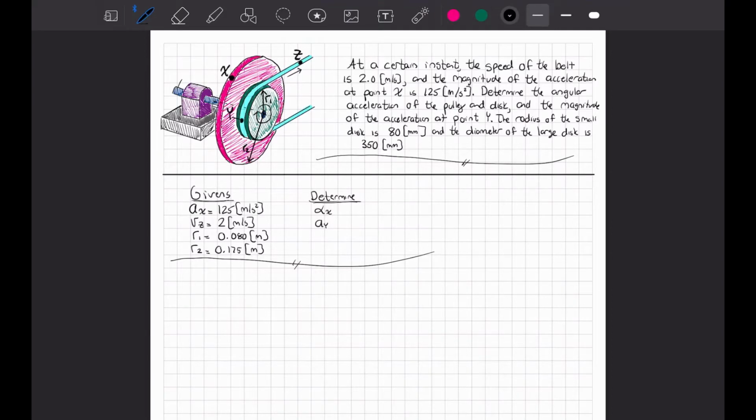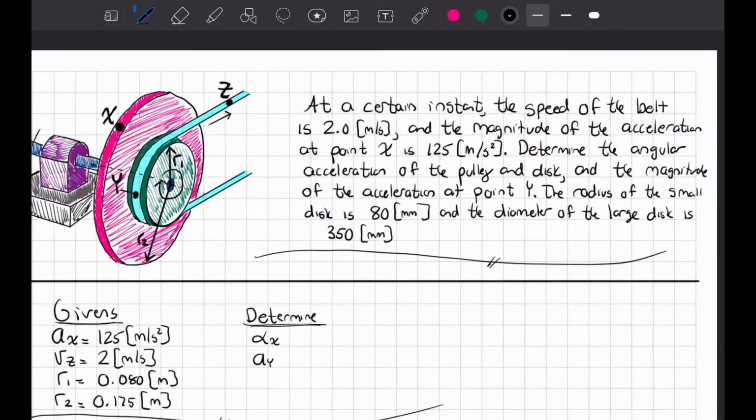Welcome back to another problem. Today we will be doing a problem involving the kinematics of rigid bodies, and specifically we'll be dealing with fixed axis rotation. So let's look at the problem statement.